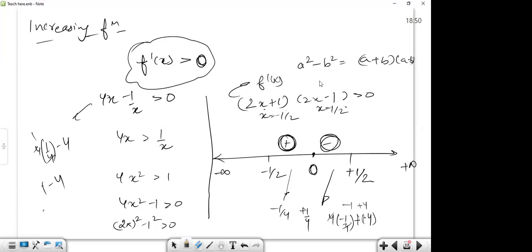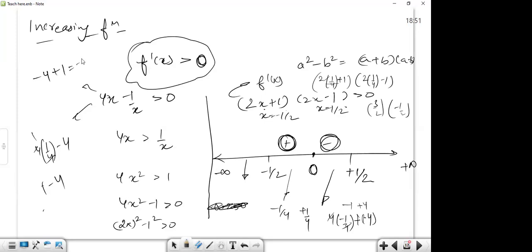For x equals 1 by 4, 2 into 1 by 4 plus 1 into 2 into 1 by 4 minus 1. It's half plus 3 by 2. It's half minus 1, so minus half. So this is also negative. And for values from here to here, minus 1 by 4 is what? 0.125. No, 0.250 is minus. And yeah, so let's take minus 1 in this case. For minus 1, it becomes minus 4 plus 1, negative. So basically it's changing sign like this.